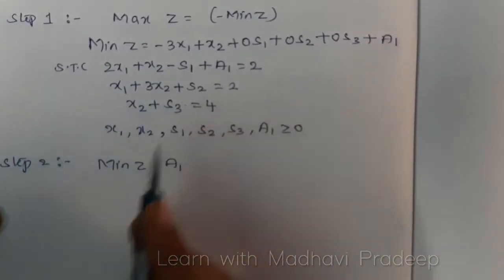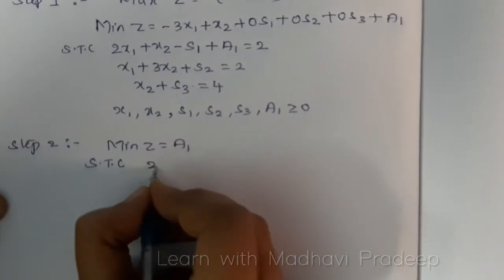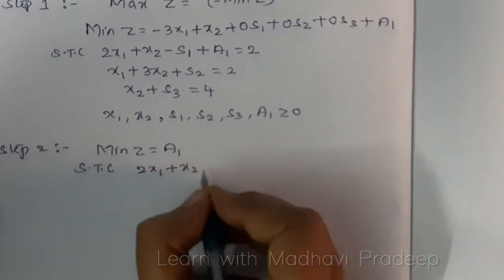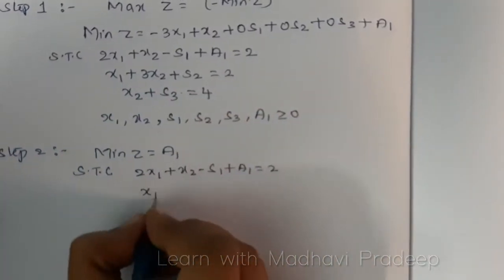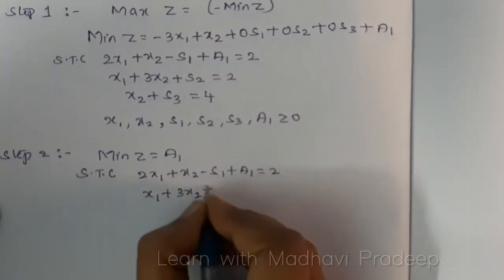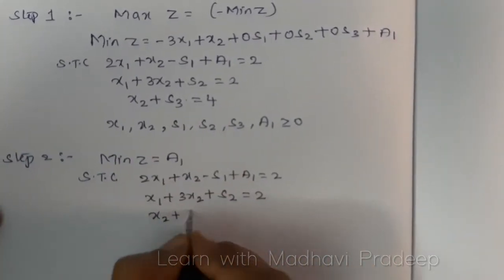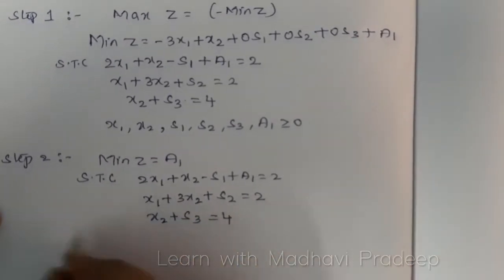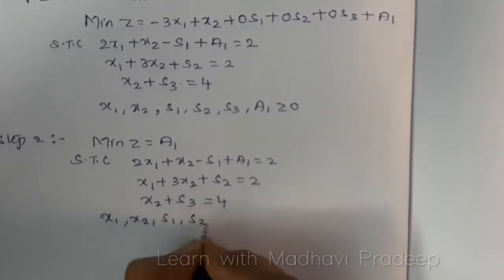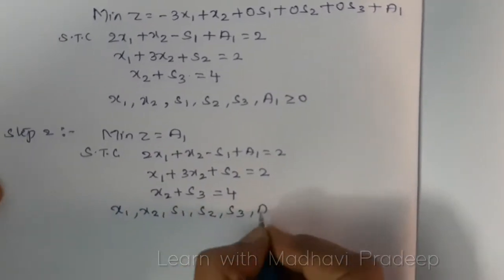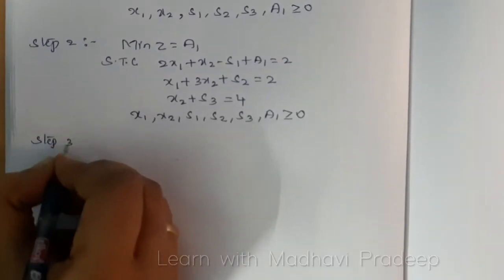And the constraints will remain the same as they are. So subject to constraints, the first constraint is 2x1 plus x2 minus s1 plus a1 is equal to 2. The second constraint is x1 plus 3x2 plus s2 is equal to 2, and the third constraint is x2 plus s3 is equal to 4. And the variables are x1, x2, s1, s2, s3, a1 greater than or equal to 0. So next is step 3.